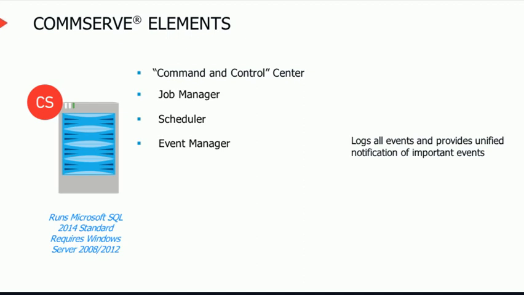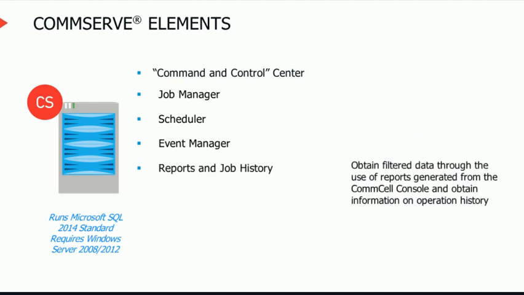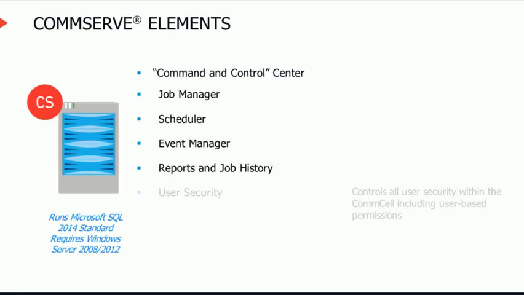The Event Manager monitors events occurring throughout the CommCell and reports them through the Event Viewer in the CommCell console. Users can obtain filtered data through the use of reports generated from the CommCell console. Users can also obtain information on non-active operations by viewing job history information. The CommServe server controls all user security within the CommCell component. It grants CommCell users permissions to perform actions based on their assigned roles.